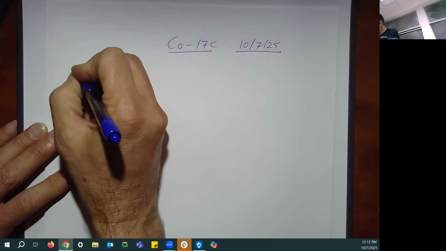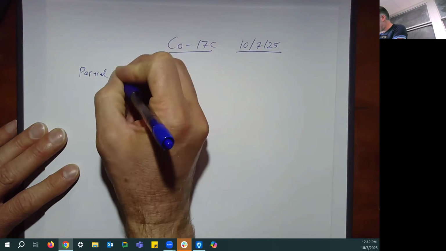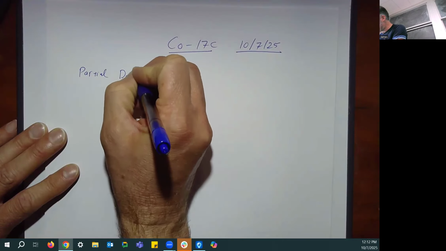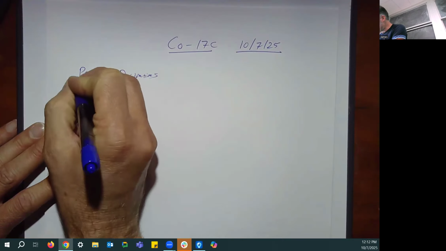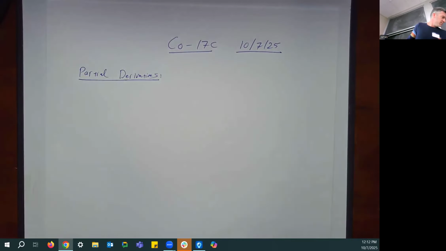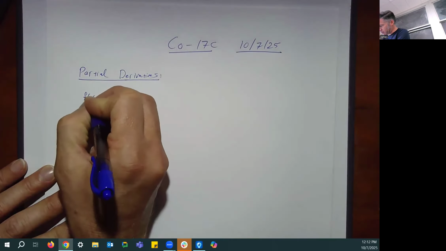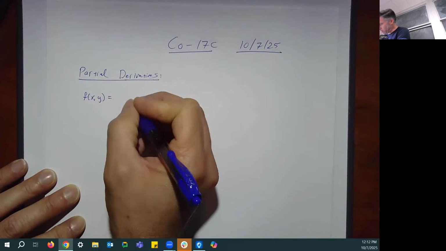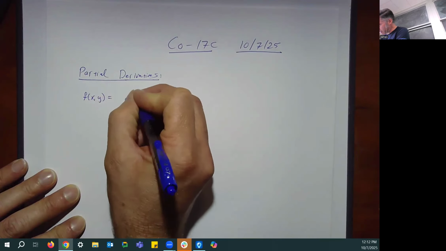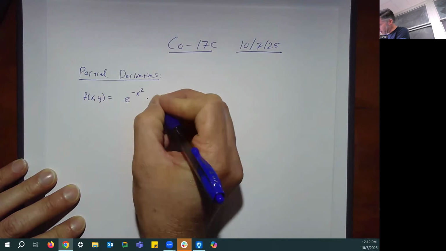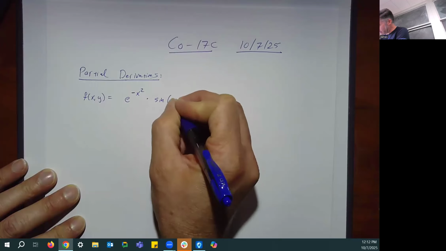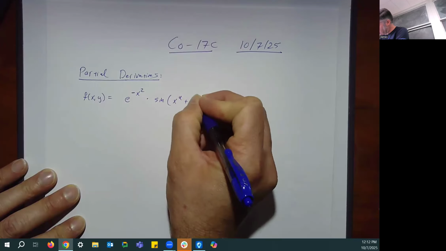So let's look at some interesting examples here. A little bit more of a refresher on partial derivatives. Let's say we had something like f of x,y equal to e to the negative x squared times sine of x to the fourth plus y to the third.